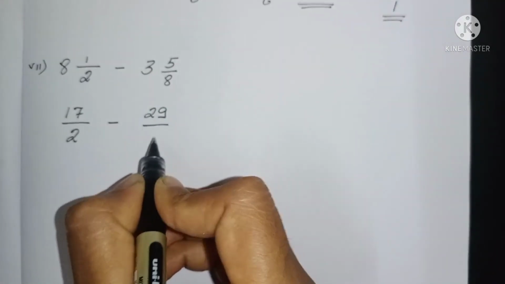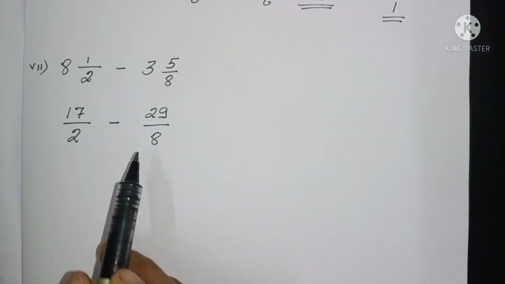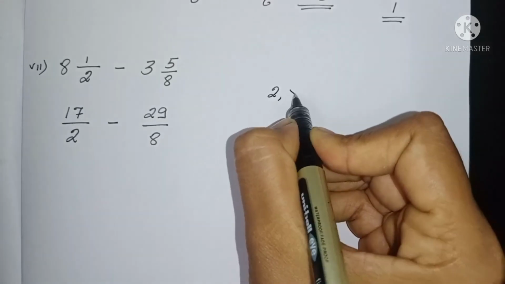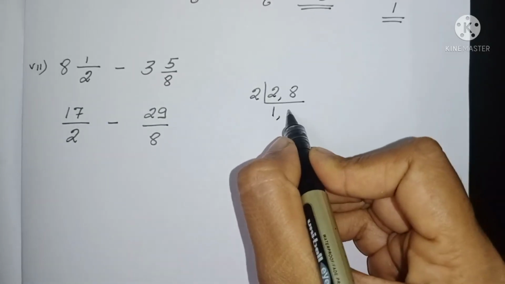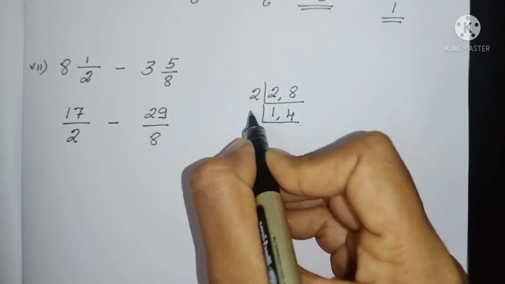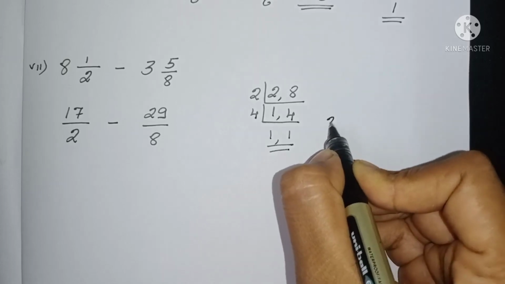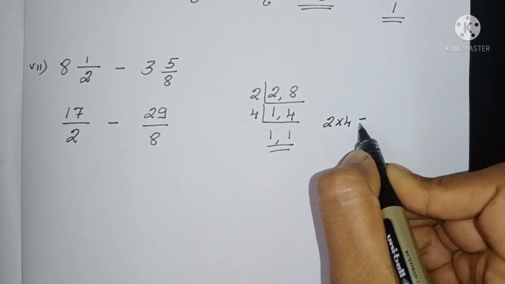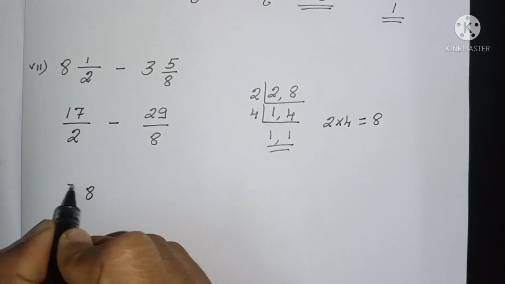29 by 8. Now we have to take the LCM of the numbers 2 and 8. 2 1s are 2, 2 4s are 8. Now by 4, 4 1s are 4. 2 into 4, 4 2s are 8. So our new denominator will be 8.